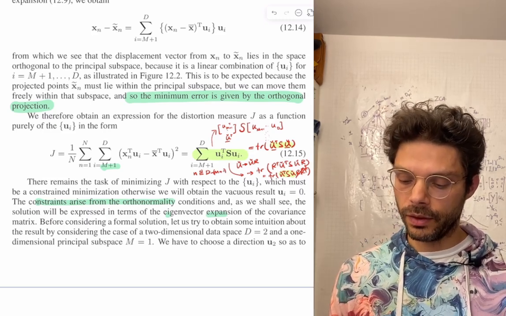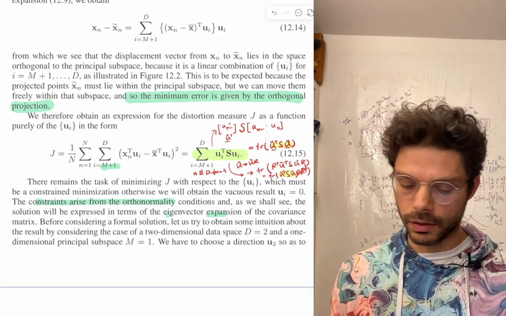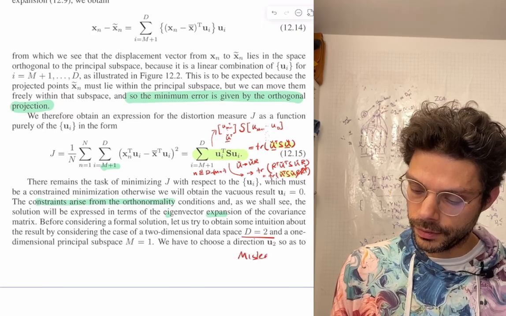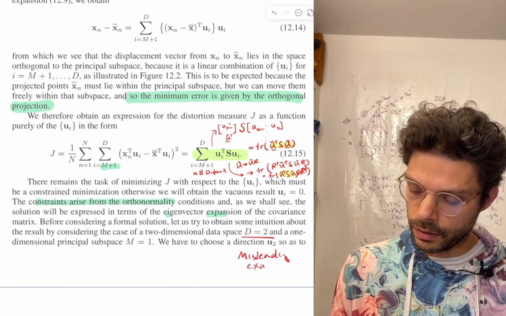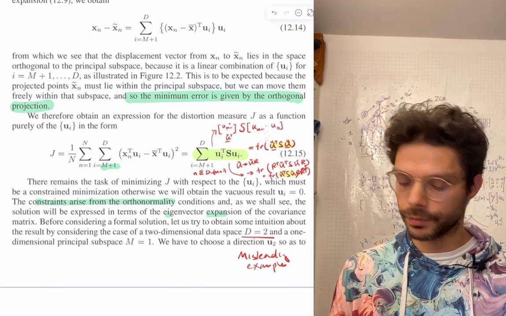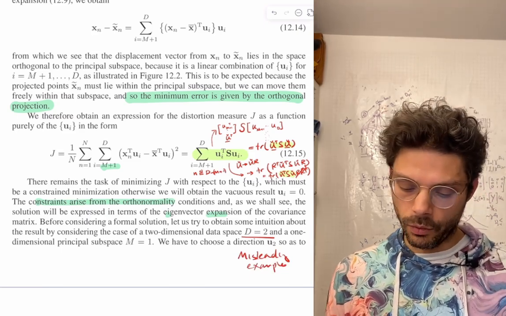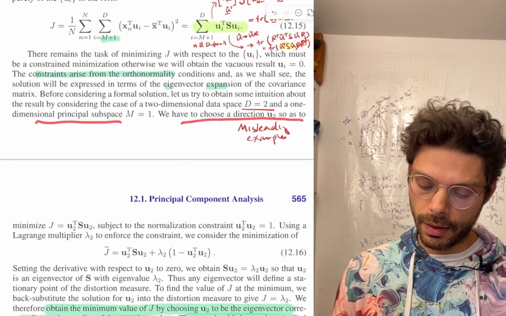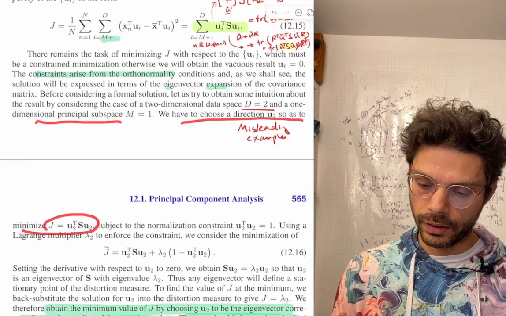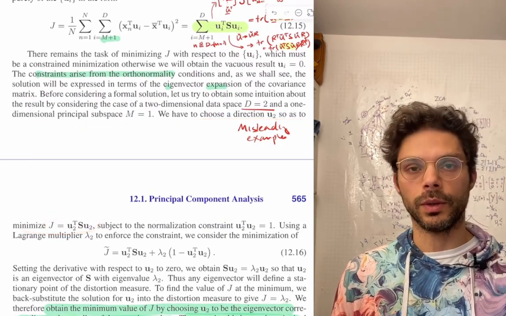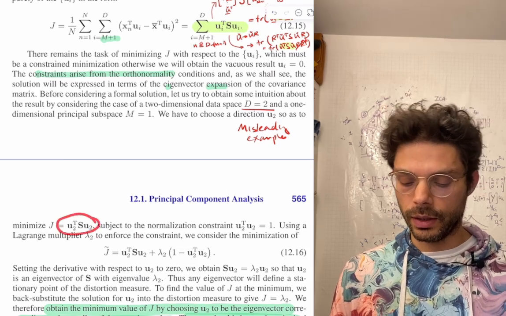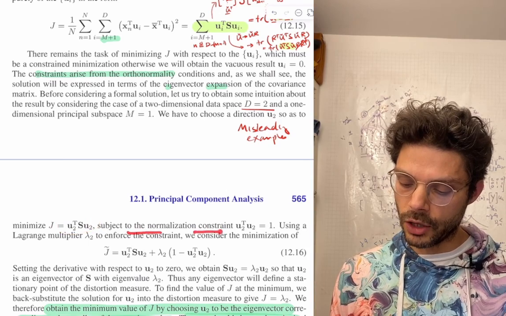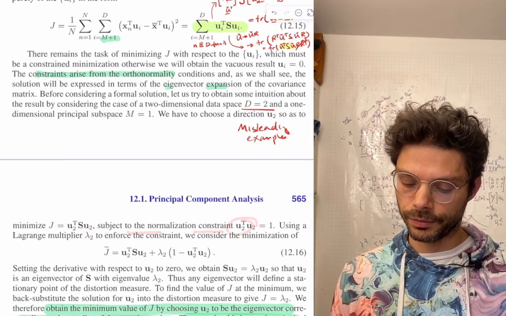Okay. So anyway, but let's stick with this. I'm just going to say this is a misleading example. And a one-dimensional principal subspace: we have to choose the direction U2 so as to minimize this, right? So there's no, U1 is already taken care of. We just have one direction because we're in 2 dimensions, subject to the normalization constraint.